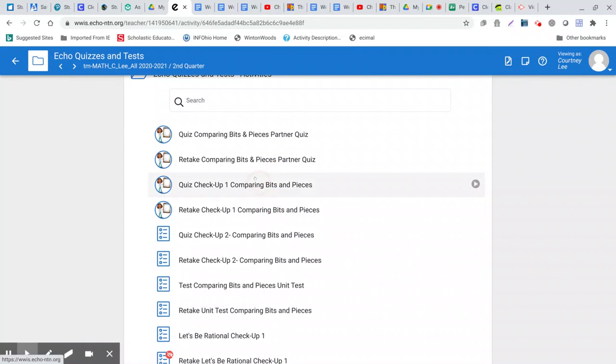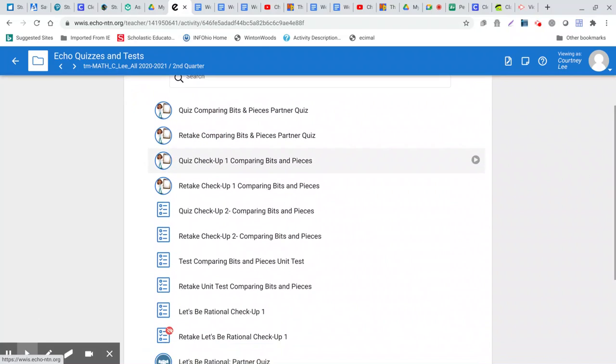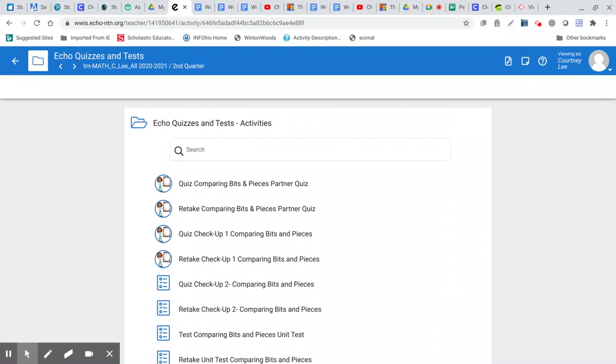I will take the highest grade. If the highest grade is the original, I'll take it. If the highest grade is the retake, I'll take it. It depends on what your highest grade was between the two. I'll take out the lowest grade between the two, so you'll only see the highest grade. So that's how you do your tests and quizzes, and that's it. That is all the assignments in Echo. Let me know if you have any questions.